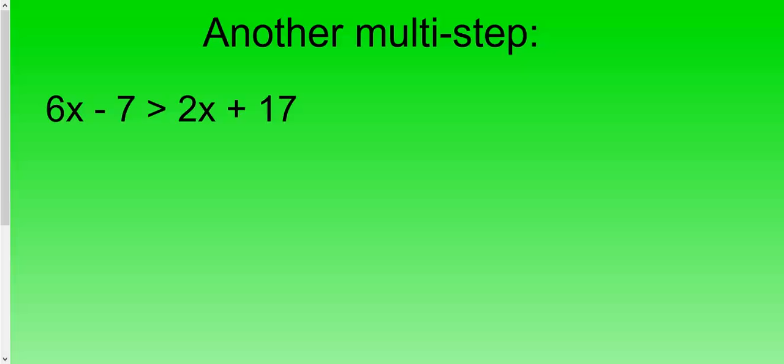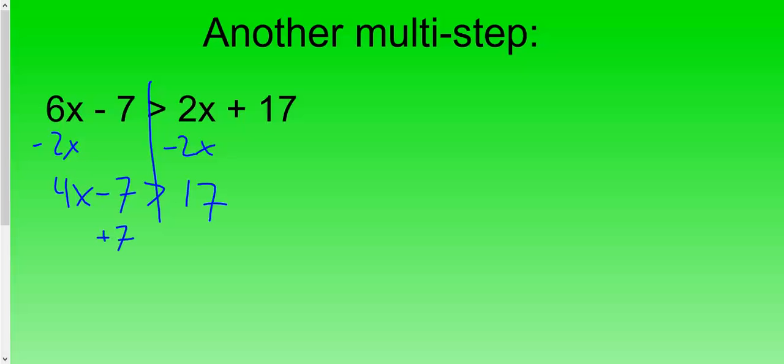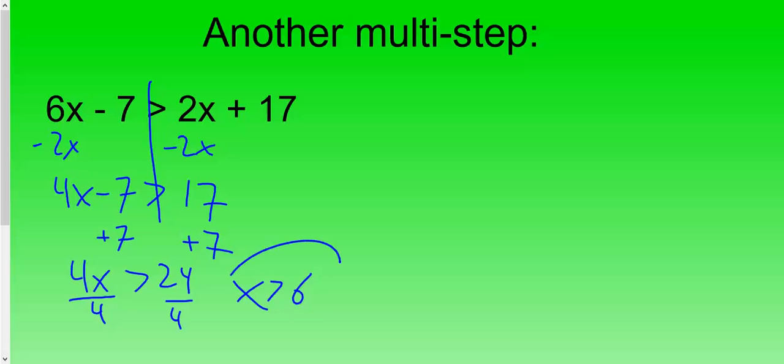Let's see, this one has variables on both sides. So I'm going to subtract the 2x because it's smaller rather than subtract 6x on both sides. I always choose a smaller number to work with so that my numbers are positive. And then add the 7 to the other side. You get 4x is greater than 24, divide by 4, and x is greater than 6.